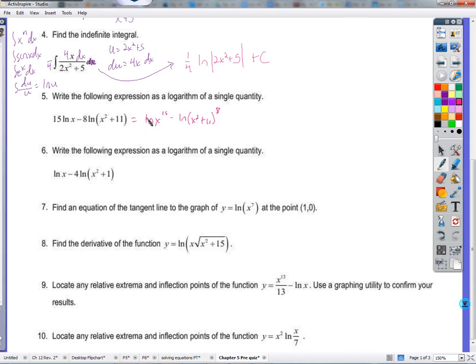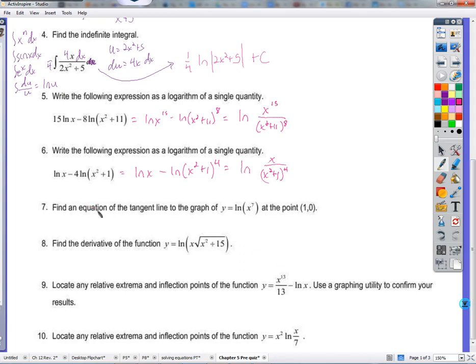Now they don't have anything in front, and because they're subtracted, we can put together these two as a natural log of a quotient of the two things. It's x to the 15th over x squared plus 11 to the 8th. Boom. There we go. Again, here we need to not have a 4 out in front, so natural log of x minus natural log of x squared plus 1 to the 4th. It's subtracted, so we have natural log of x over x squared plus 1 to the 4th.